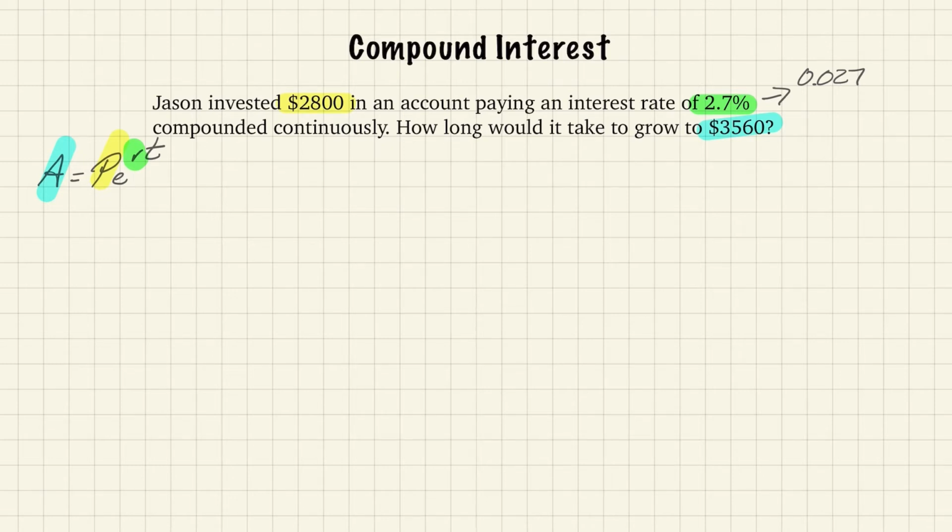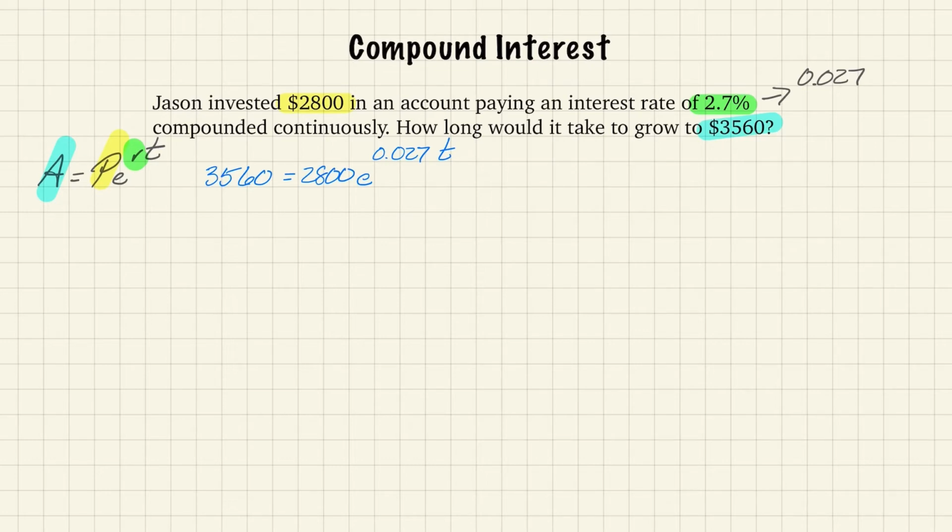So I'm going to put all of these pieces into our formula, where A is 3560, and this is equal to 2,800, our principal, times our continuous compounding constant E, raised to R, which is 0.027, times our time T. So the way to solve this, since what we're trying to find is how long, and that's T, this is up in the exponent. So I have to figure out how to get it out of the exponent to solve for it, right?